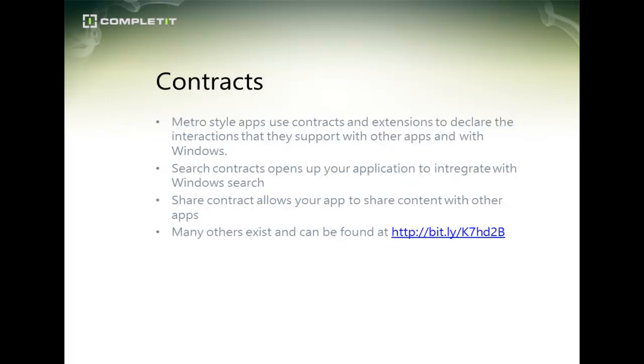So contracts. Metro style applications use contracts and extensions to declare the interactions that they support with other apps in Windows. A search contract opens up your application to integrate with Windows Search, as we just talked about. A share contract allows you to share your content with other applications, and then many others exist, and they can be found at this bit.ly link here.